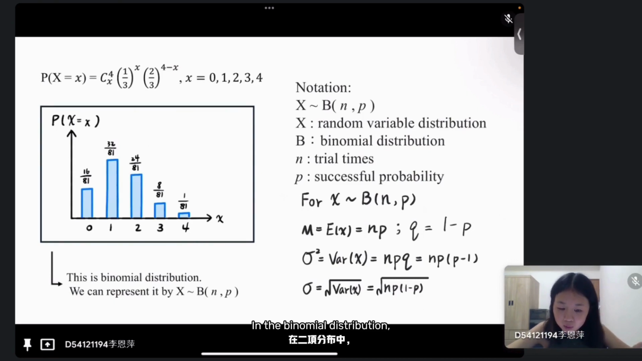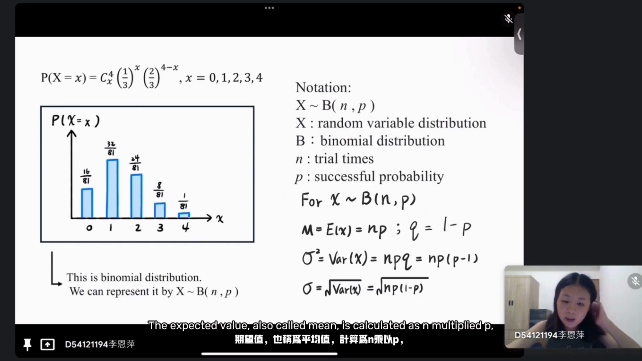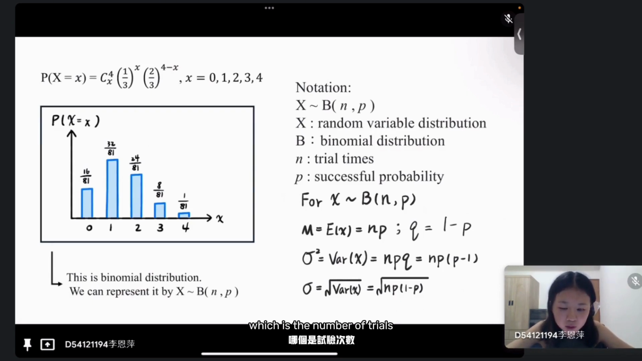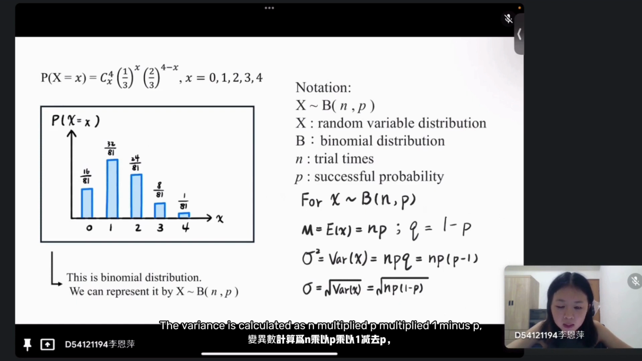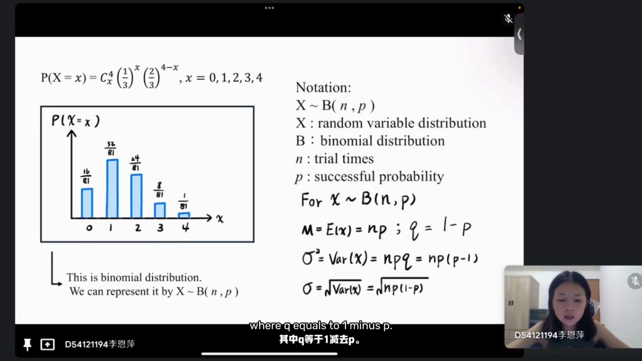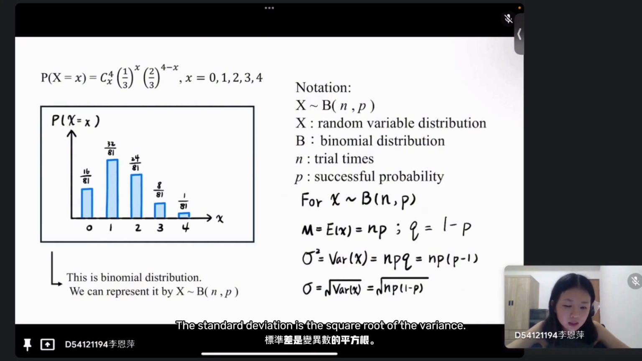In the binomial distribution, there are some commonly used statistical measures that we learned in high school. Let's review them. The expected value, also called mean, is calculated as N multiplied by P, which is the number of trials multiplied by the probability of success. The variance is calculated as N multiplied by P multiplied by 1 minus P, or it can be written as N multiplied by P multiplied by Q, where Q equals 1 minus P. The standard deviation is the square root of the variance.